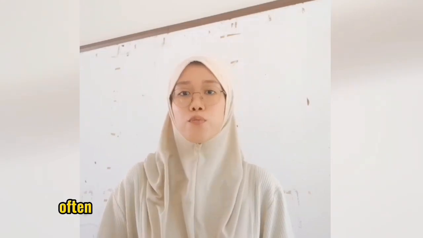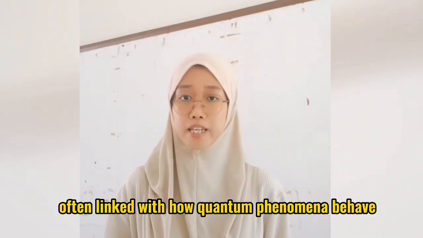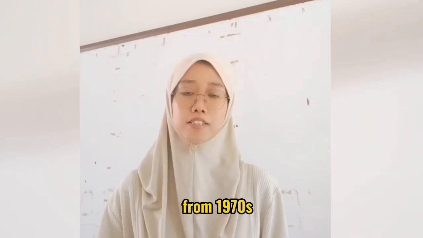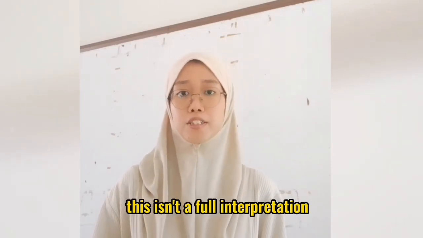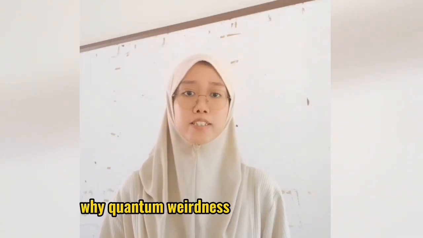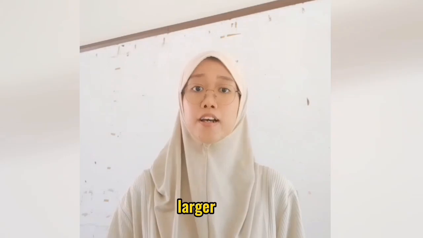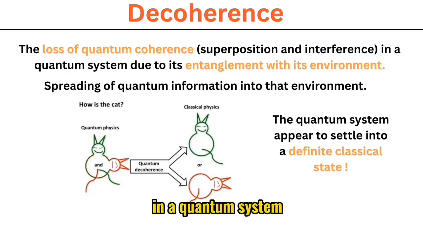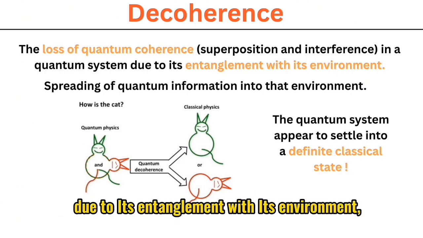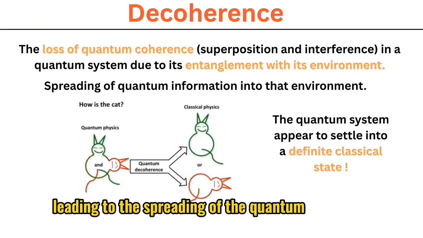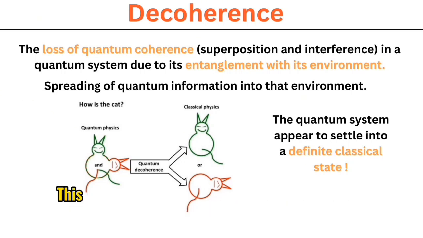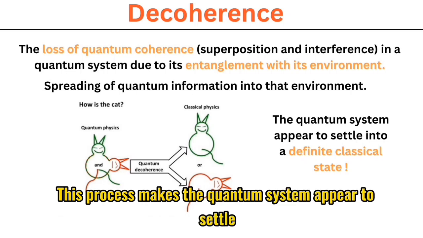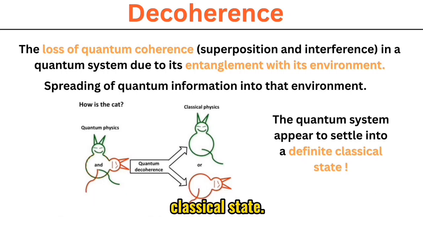Another important concept often linked with how quantum phenomena behave is decoherence from the 1970s. This isn't a full interpretation like Copenhagen or many worlds, but it helps explain why quantum weirdness seems to disappear in our everyday larger world. Decoherence means the loss of quantum coherence, such as superposition and interference, in the quantum system due to its entanglement with its environment, leading to the spreading of the quantum information into that environment. This process makes the quantum system appear to settle into a definite classical state.